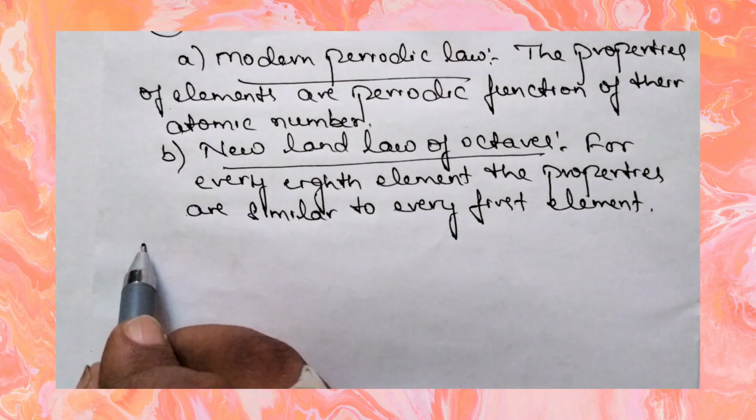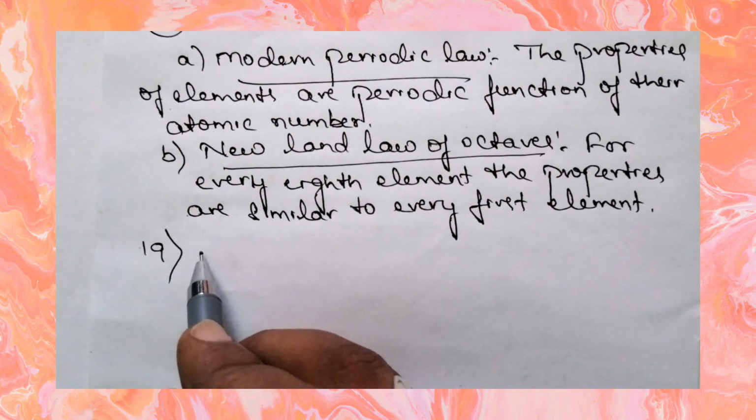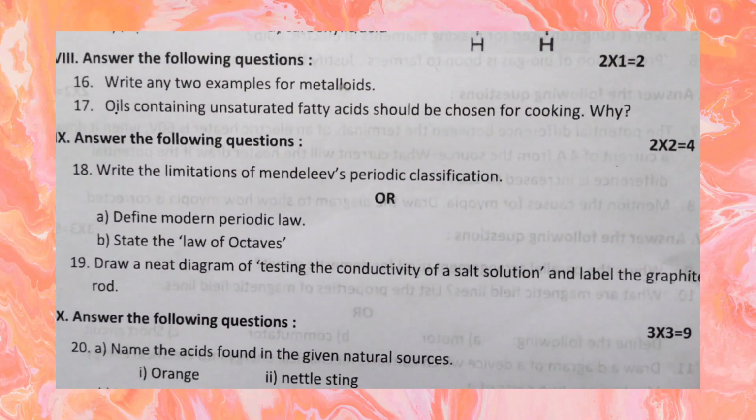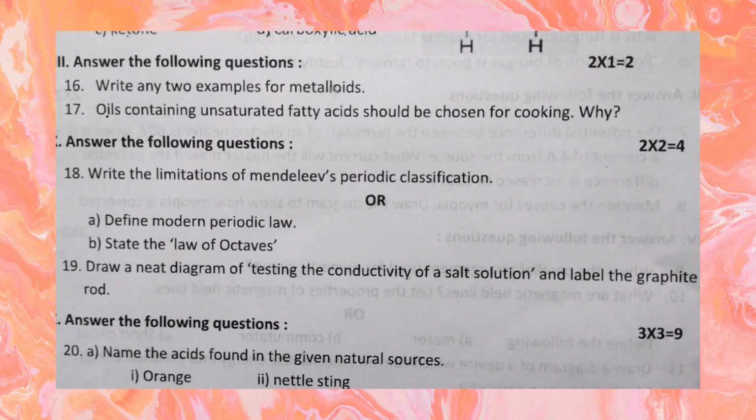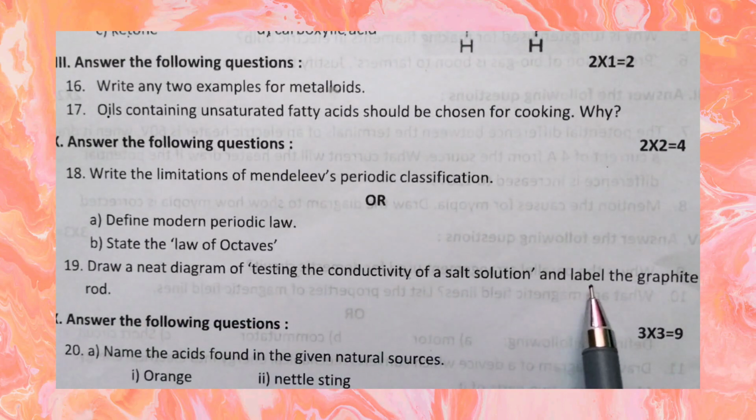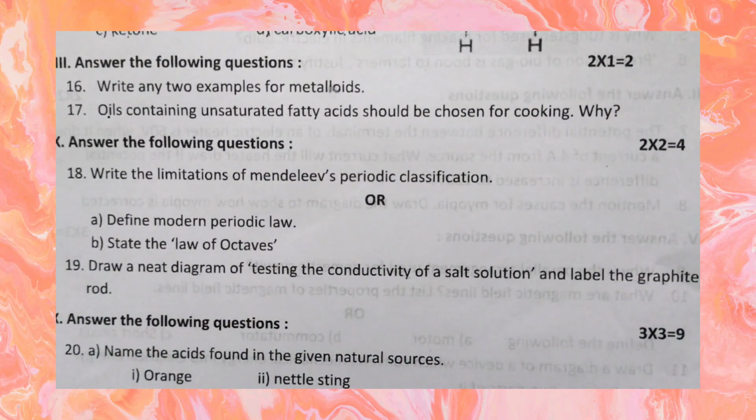So now let us move to the 19th question. In the 19th question he asked you to draw the diagram. So draw a neat diagram of testing the conductivity of salt solution and label the graphite rod. So there we have to label the graphite rod.